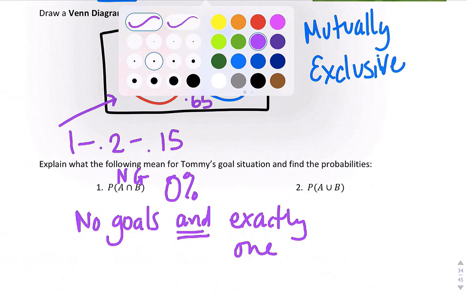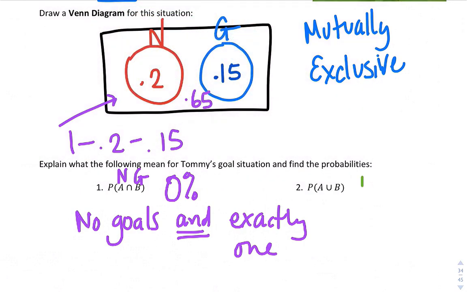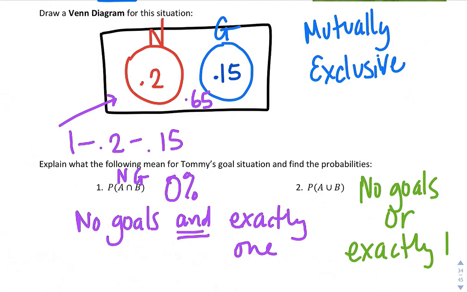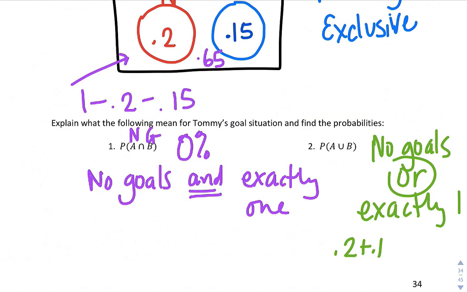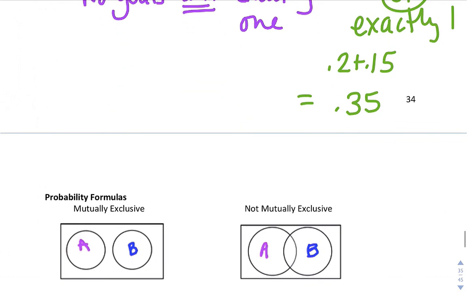What's the probability that he scores no goals or exactly 1? Or means one or the other or both. So here we can add them up: 0.2 plus 0.15 is a 35% chance that he scores no goals or exactly 1. And is the overlap, and there's no overlap here. If it's mutually exclusive, there's no overlap. And if it's or, it's one or the other or both.